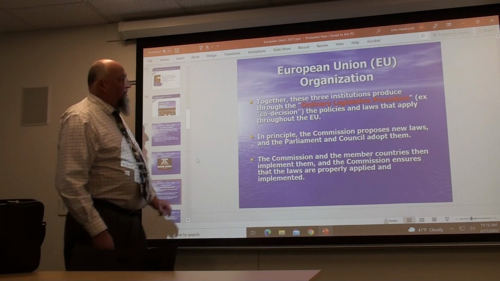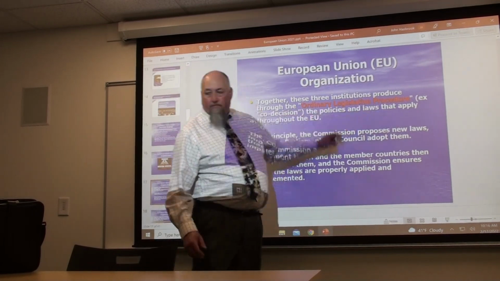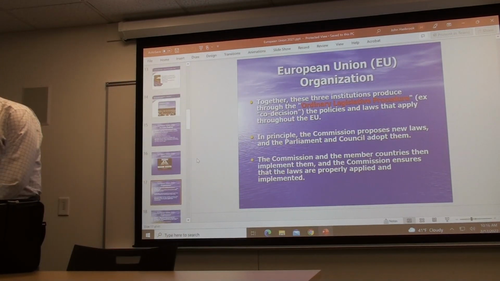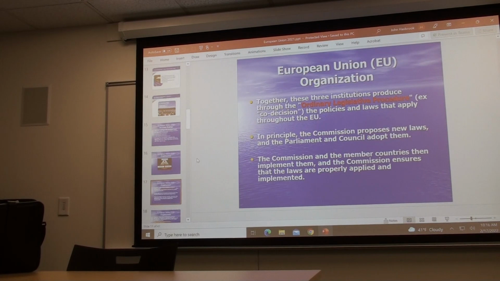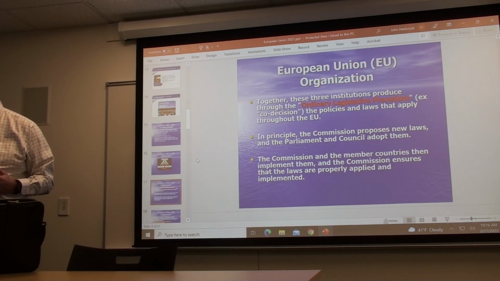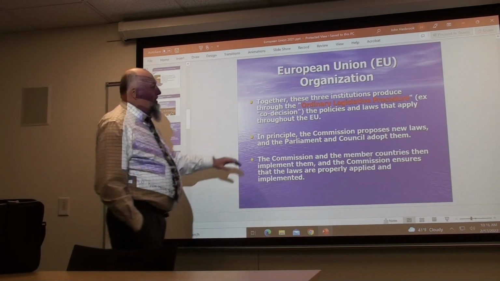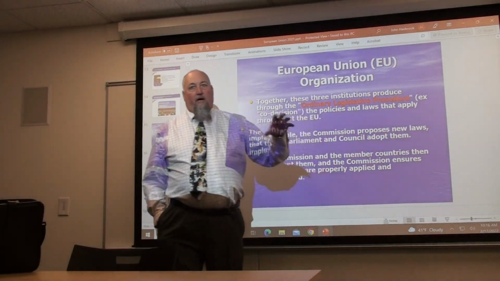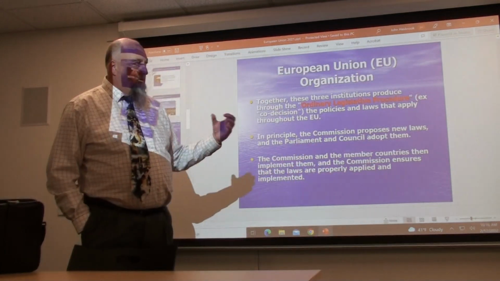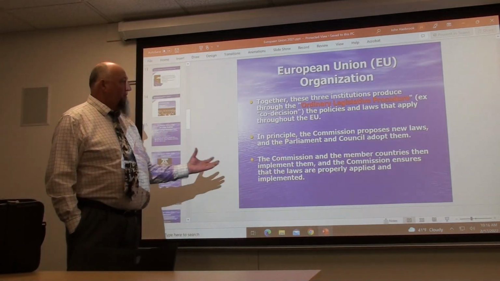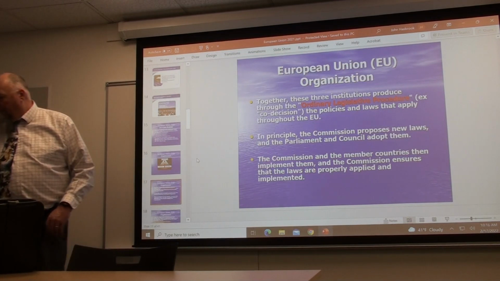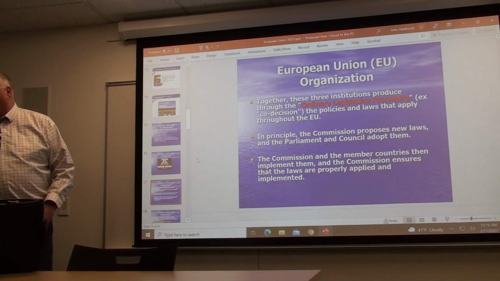So this is called the ordinary legislative procedure. And I apologize, my slides are different than in my book. I don't know what happened. When I uploaded them, they got mixed up. So I want you to know that phrase, ordinary legislative procedure. This is the phrase used to describe that three-part triangle leading up to the co-decision by both parts of the European Union, Parliament and Council.